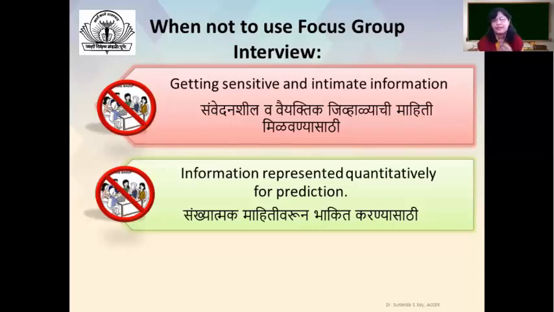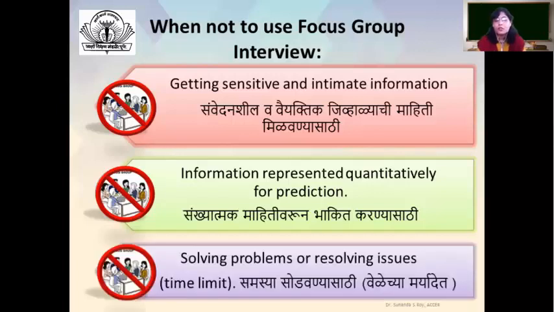It could be a rating scale or questionnaire, where you will be able to convert the data into a more quantitative manner, and then you can use statistics to get a more reliable output, which you can use for prediction. And the last one is also for solving problems and resolving issues. Why is focus group interview not useful over here? Because it has a time limit.